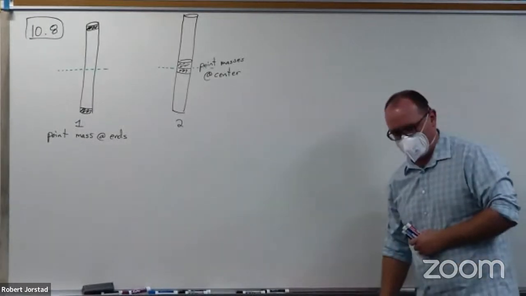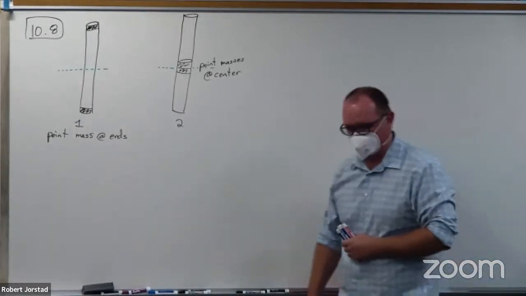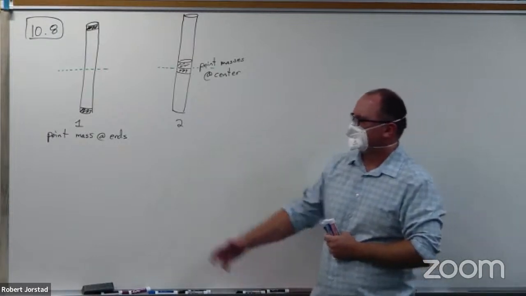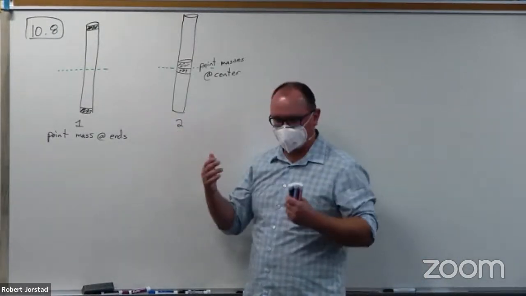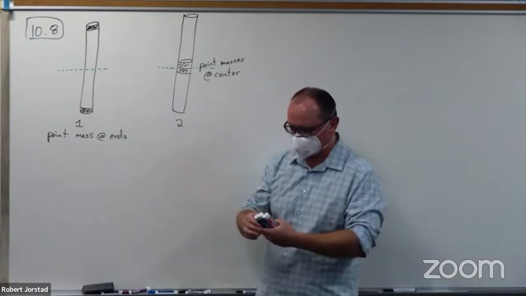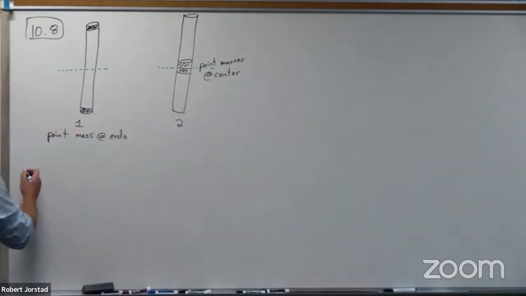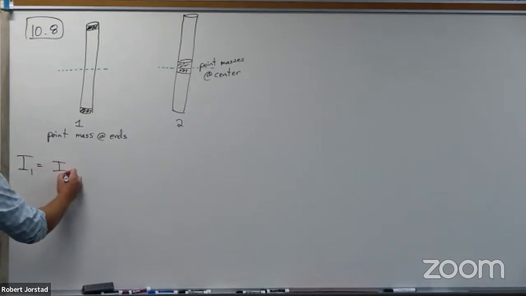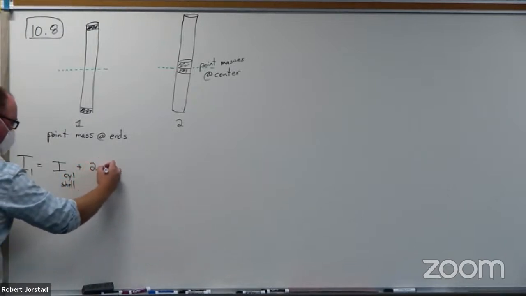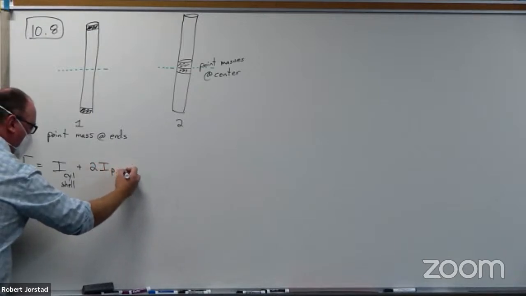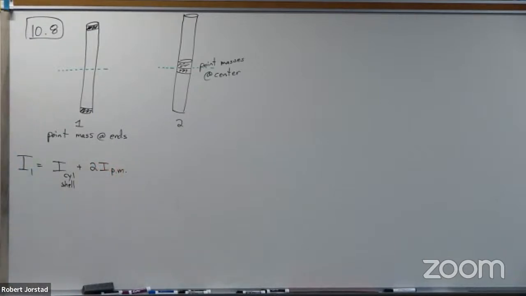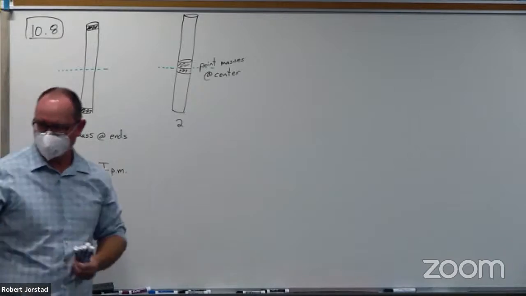Now, in general, what happens in a physics problem a lot of times, or an engineering problem, is we try and take an object and build up the total moment of inertia out of the pieces. So let's work through this together. I'm going to do this first one. In this case, the moment of inertia for object one is going to be the moment of inertia of this cylindrical shell, the plastic. Can I have one of those back?